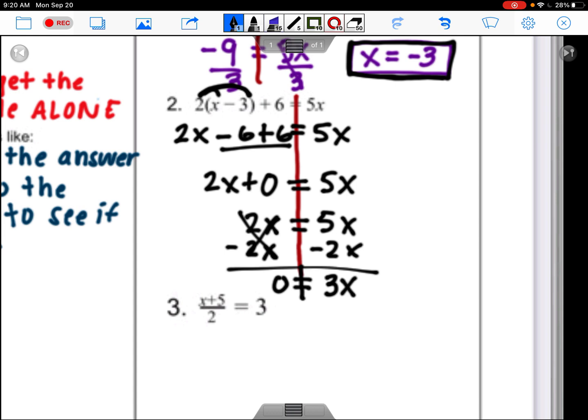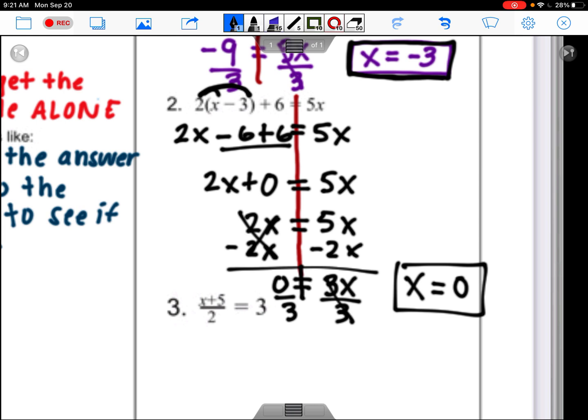Let me show you the difference. If it was 0 equals 3, pretend that's gone. Is 0 equals 3 a true statement? No. But is 0 equals 3x? We're not done yet. We need to divide both sides by 3, right? What's 0 divided by 3? Put it in your calculator. It equals 0. 0 divided by 3 is 0. So here, x equals 0. So be careful at this stage. I think students get confused at that part.